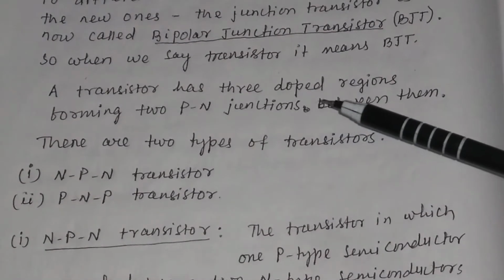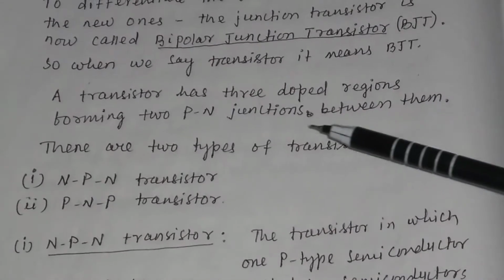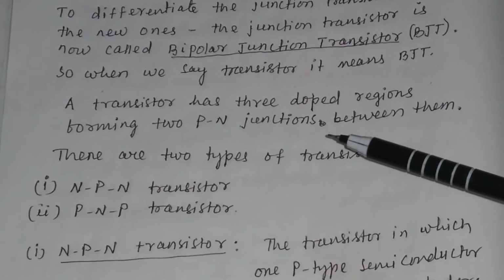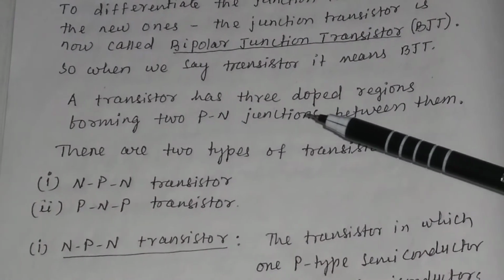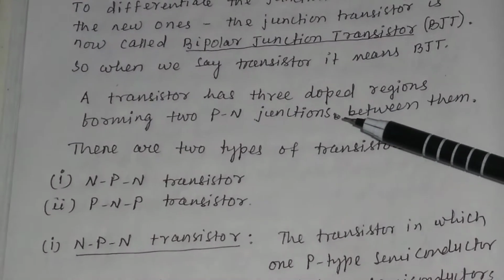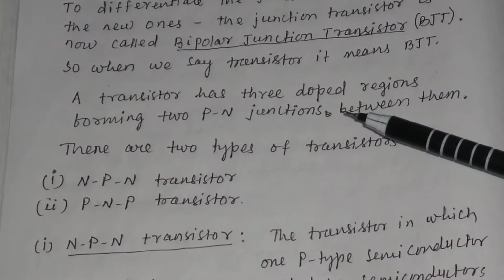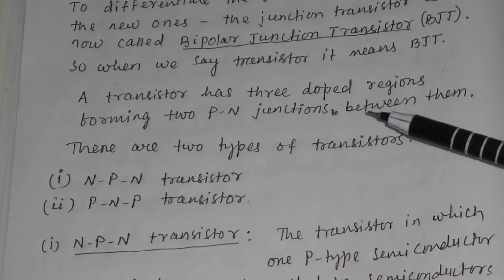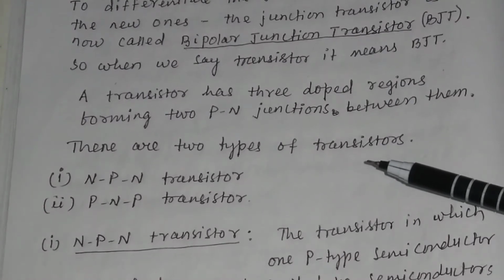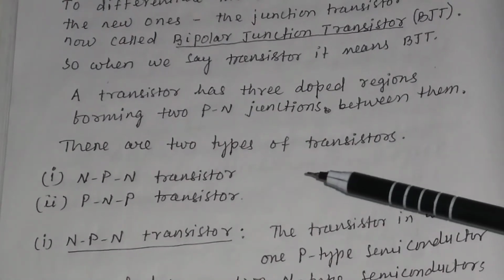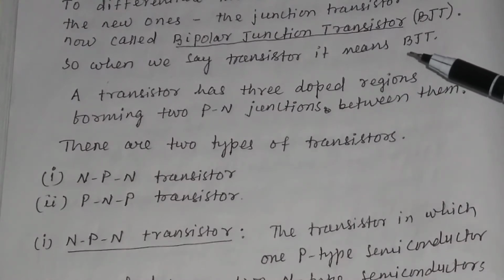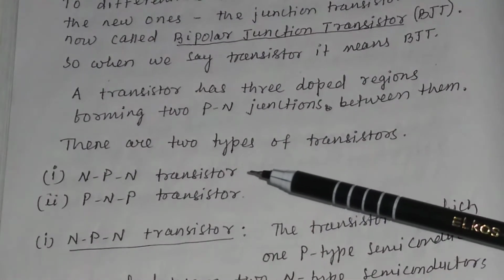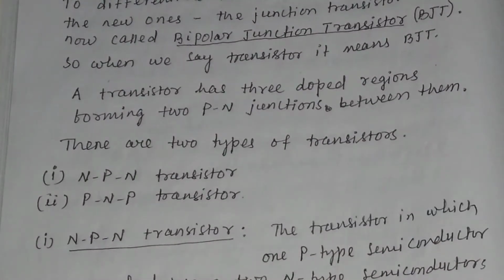A transistor has three doped regions forming two PN junctions between them. So there are two PN junctions in a transistor and there are three doped regions. One is called emitter, the second doped region is called base, and the third doped region is called the collector. There are two types of bipolar junction transistor we basically use. One is the NPN transistor, another one is the PNP transistor.